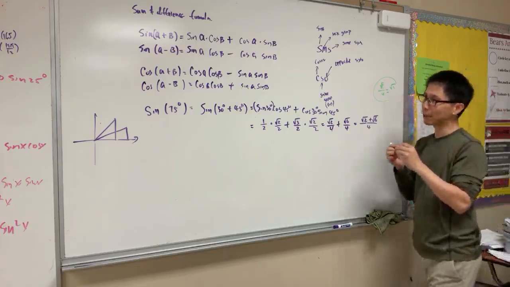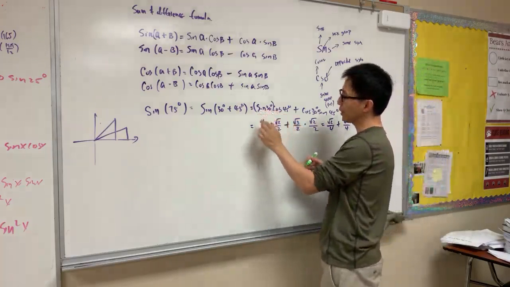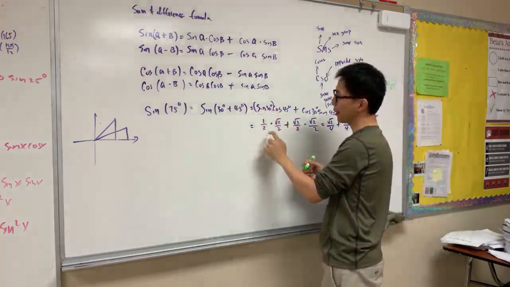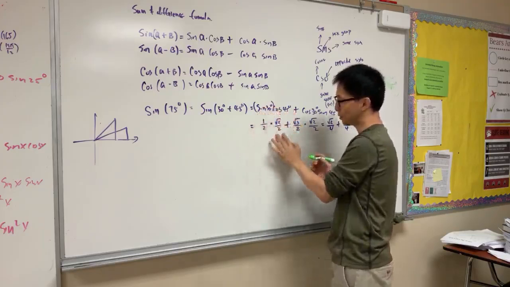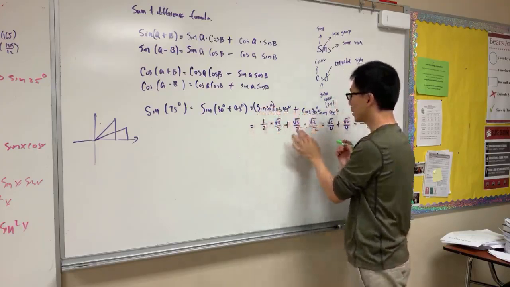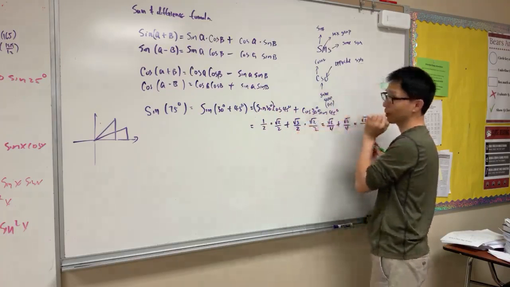There's another thing that people end up doing. They write down sine of 1/2 for sine of 30. Don't do that. Sine of 30 is equal to 1/2. Cosine of 45 is equal to square root 2 over 2. Cosine of 30 is equal to this, and sine of 45 is equal to this.